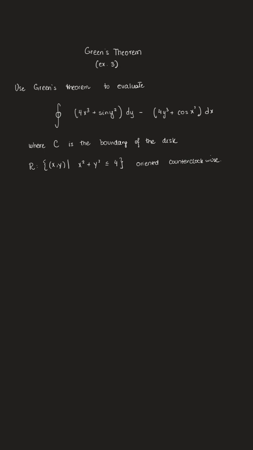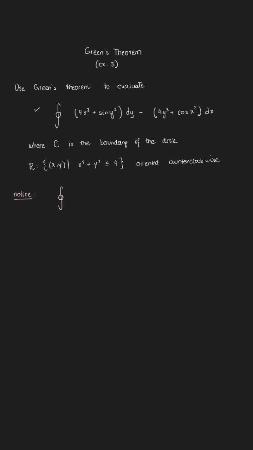Okay, in this example, we're going to once again use Green's theorem to evaluate the given line integral, where C is the boundary of the disk, x squared plus y squared less than or equal to 4, oriented in the counterclockwise direction. So the first thing to notice is, what kind of integral are we given? Well, you can see it's definitely over a closed curve because we have the circle over the integral symbol. So that's closed, which is good. That's what we need for Green's theorem.